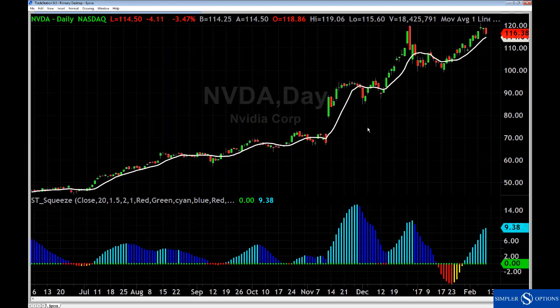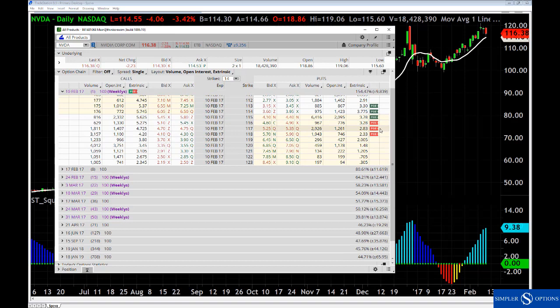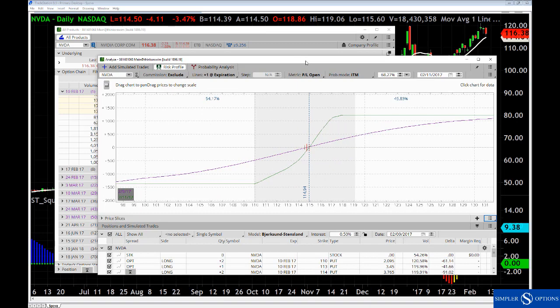As I look at NVIDIA right here, it's kind of an interesting position because I went into NVIDIA definitely bullish, and I had been scaling into this position towards the end of the day, selling a couple different strikes and looking for a move up higher. Well, it doesn't look like that's going to work out perfectly for me, but as I start to analyze my risk, this is a helpful way of doing that.